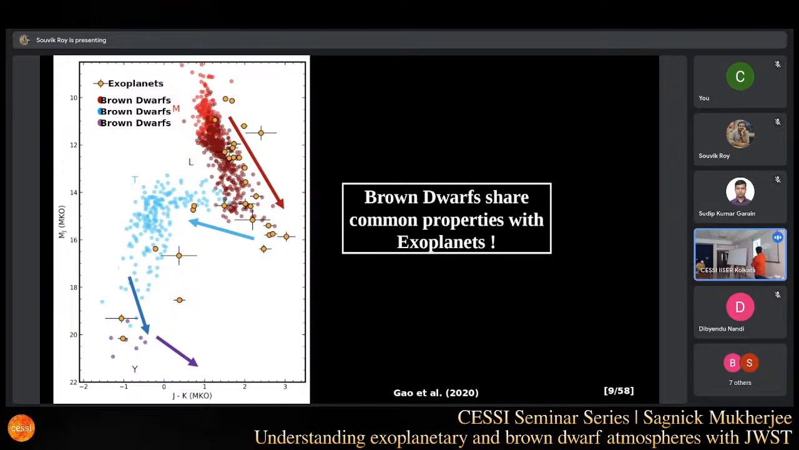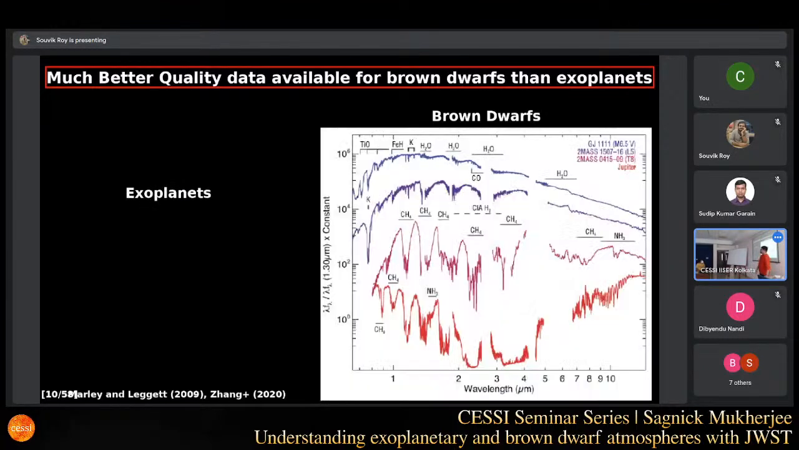And you can see that they land on pretty similar parts of the HR diagram, which again goes on to show that brown dwarfs and exoplanets can be quite similar. Just a word of caution, I am talking about gas giant exoplanets and not terrestrial exoplanets here. Okay, so they are very similar. But we can get much better data about brown dwarfs than we can ever do from exoplanets.